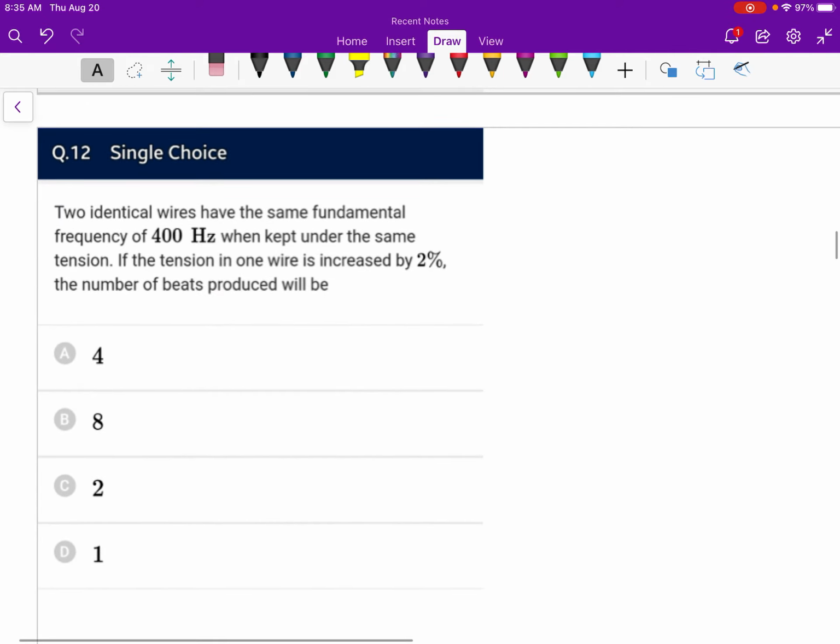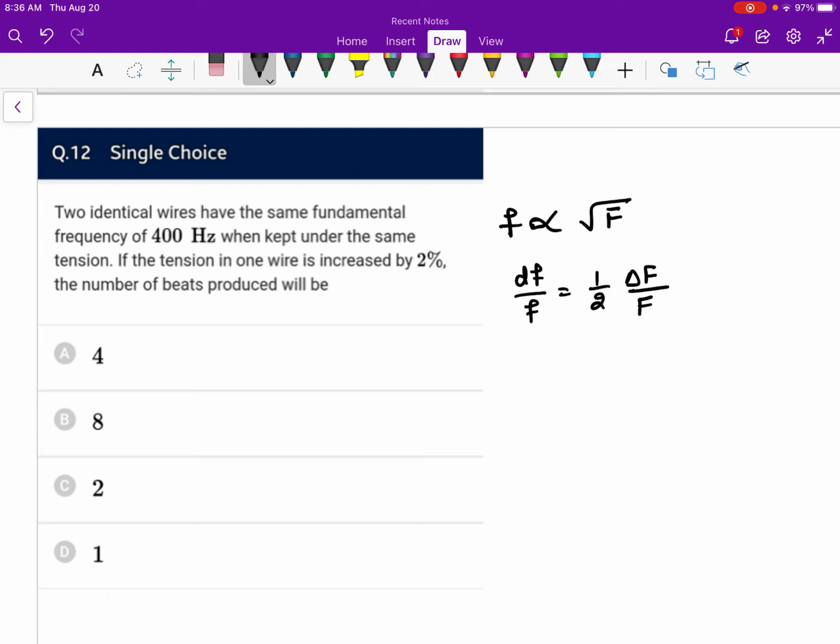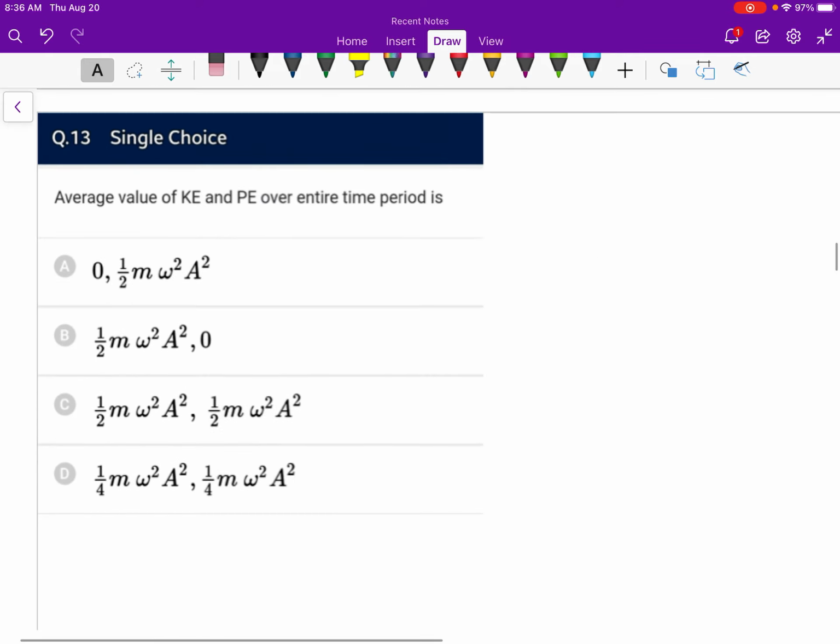Two identical wires have same frequency. If the tension in one wire is increased by 2%, frequency is related to the tension as frequency is proportional to under root T. So df by f is half delta T by T, which is 0.01 into original frequency, which is 400. So this is 2 hertz. So the wire whose tension is increased by 2%, its frequency increases by 2 hertz. So beat frequency becomes 2 hertz. So C is the correct option.